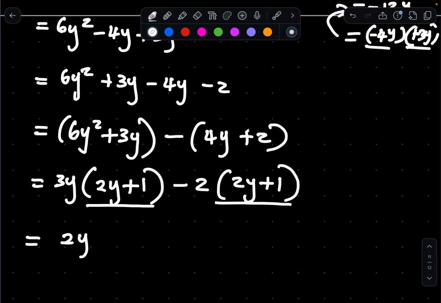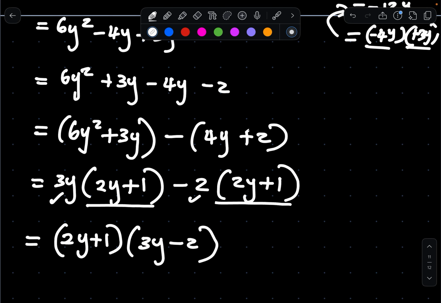So let's take out our common bracket. If we were to cancel it, on the first part, we'll be left with 3y. On the second part, we'll be left with minus 2. And that is fully factorized, ladies and gentlemen.